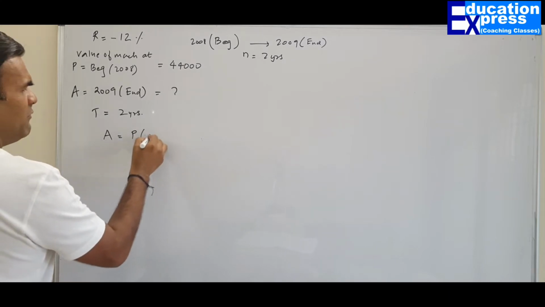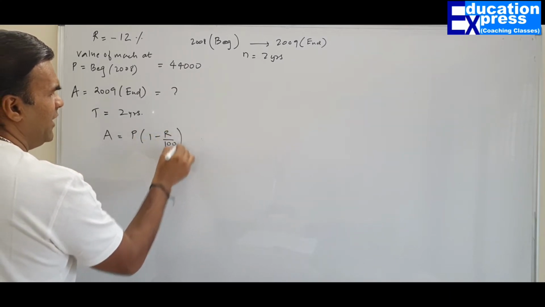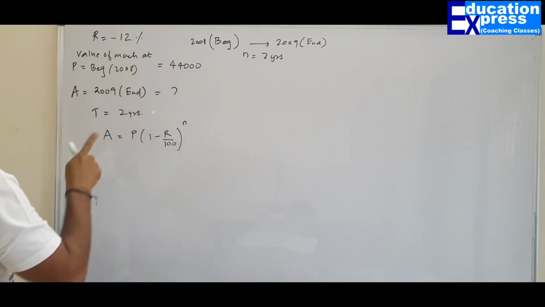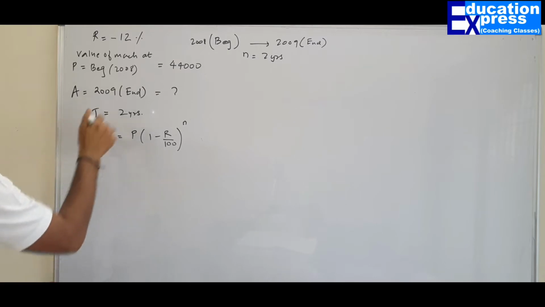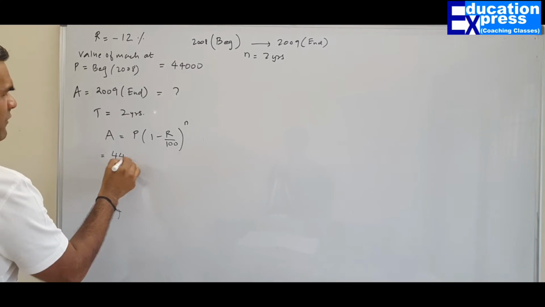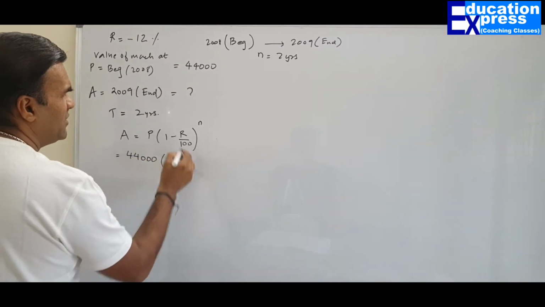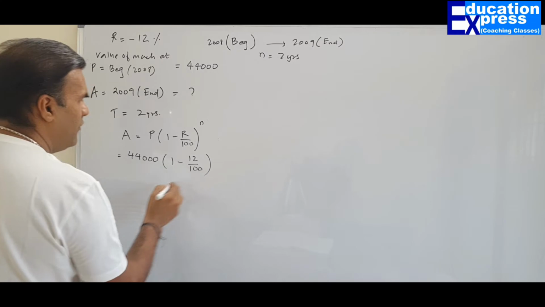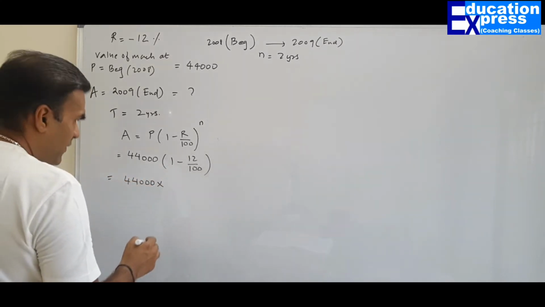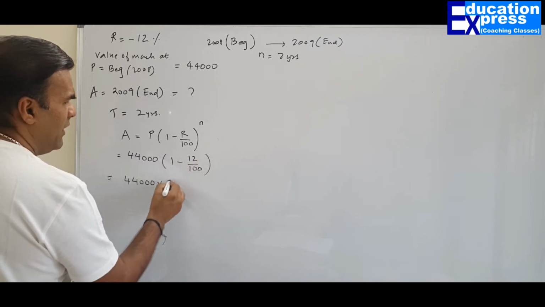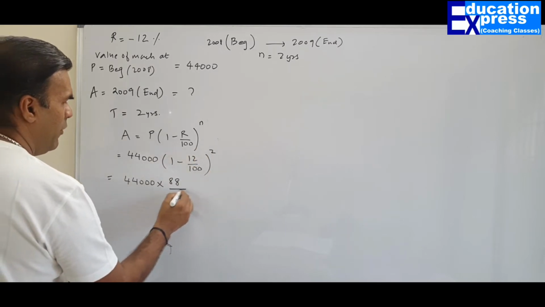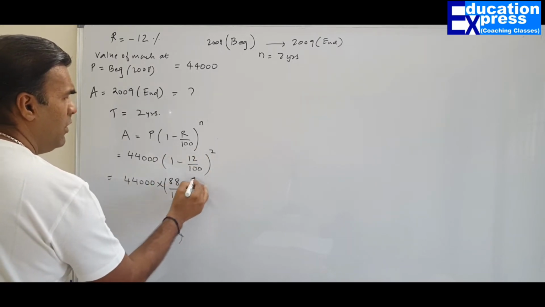Amount equals P into (1 minus R upon 100) raised to n. Negative because it is a question on depreciation, so a negative rate is used. What is the amount? Sir, amount is not available. What is the principal? 44,000. 1 minus rate, 12 upon 100. So 44,000 multiplied by (100 minus 12), that is 88. Number of years? 2. Upon 100, the whole square.